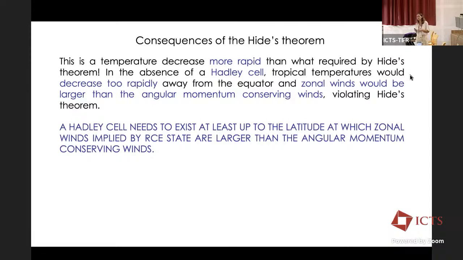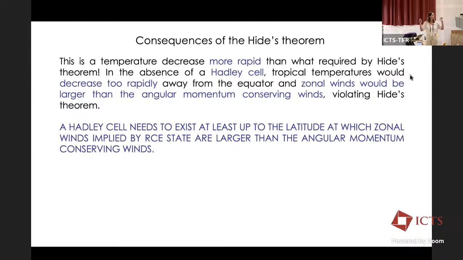And in fact, I'm not going to do it because I'm a little bit constrained with time. I don't even know how I'm doing with time here, but you can show that, again, with very simple calculations, you can come up with a simple estimate of the extent of the Hadley circulation just by looking at the range of latitudes within which the RCE state has zonal winds that are larger than the angular momentum conserving winds.